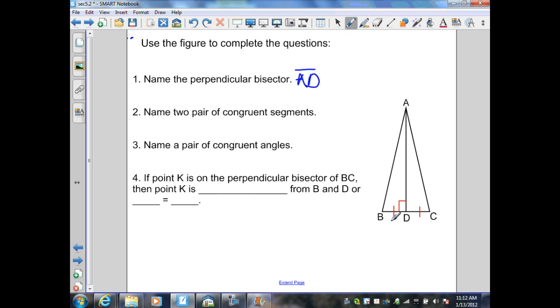Number 2, name two pairs of congruent segments. The diagram already demonstrates one of them, and that is that segment BD is congruent to segment DC. But point A is on the perpendicular bisector, which we already named in number 1. Therefore, point A is equidistant to the endpoints of the segment, which are B and C. That tells me that segment AB is congruent to segment AC.